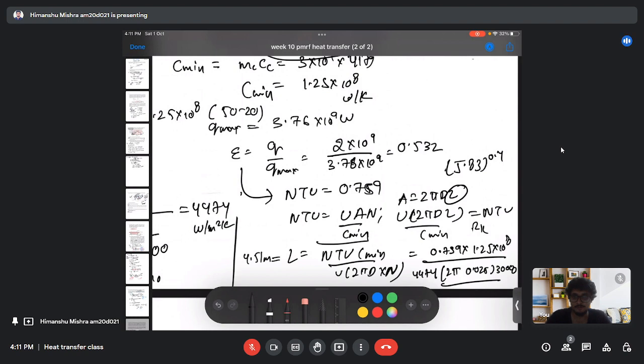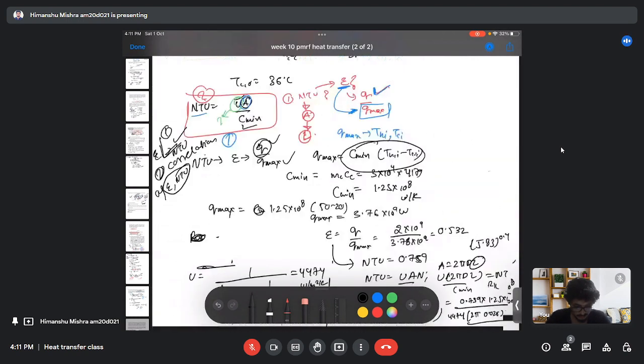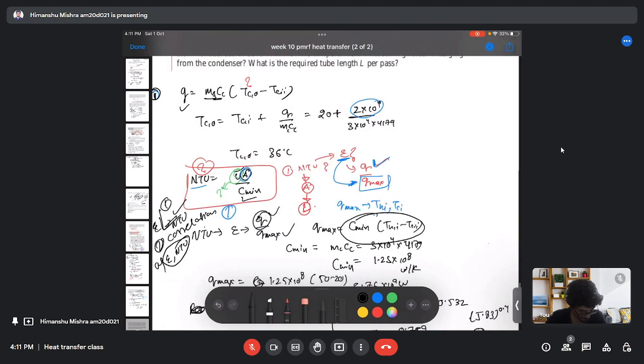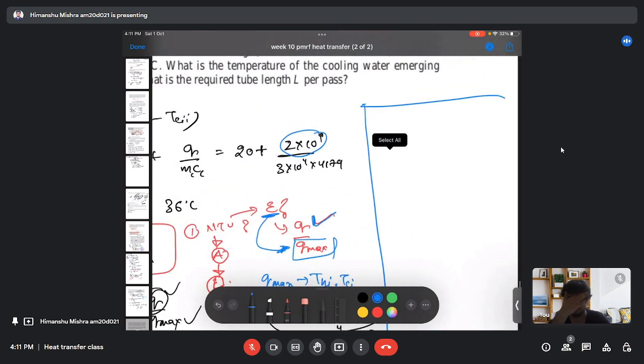So this is actually an involved question. We need to find so many things in this question, so I will revise here. In this question, we need to find the length of the heat exchanger, and we use the NTU method to find the length. To find the length using the NTU method, we use this relation. But the overall heat transfer coefficient is unknown. The NTU is also unknown.